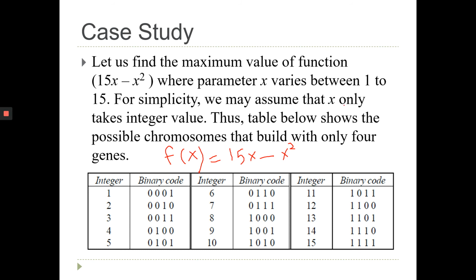To represent X as a chromosome, we know that 1 to 15, where 15 in binary is four ones, so we can represent each chromosome by 4 bits, for example 0001. So this is the chromosome. So I have chromosomes from value number 1 to value number 15.